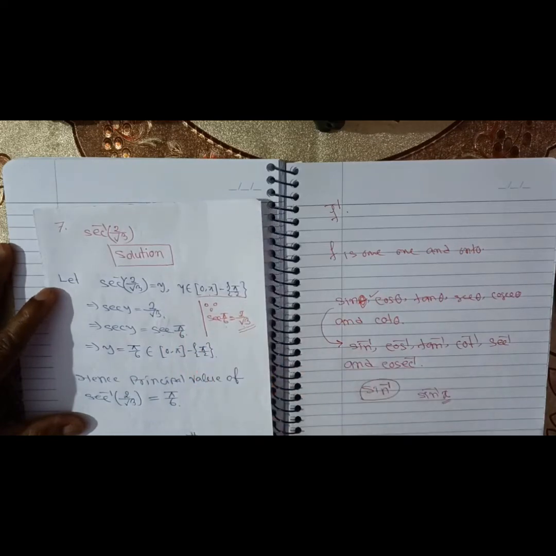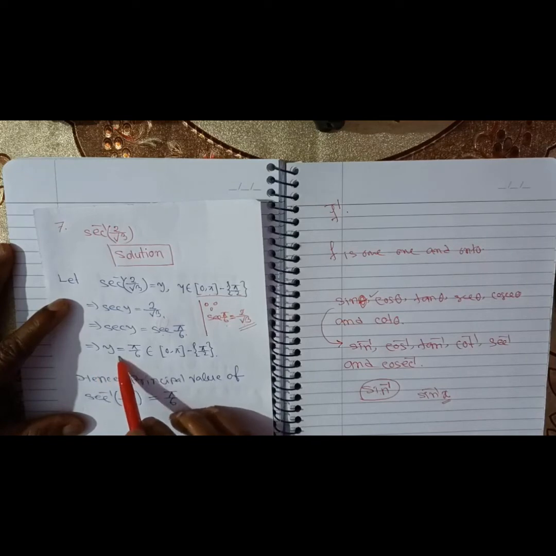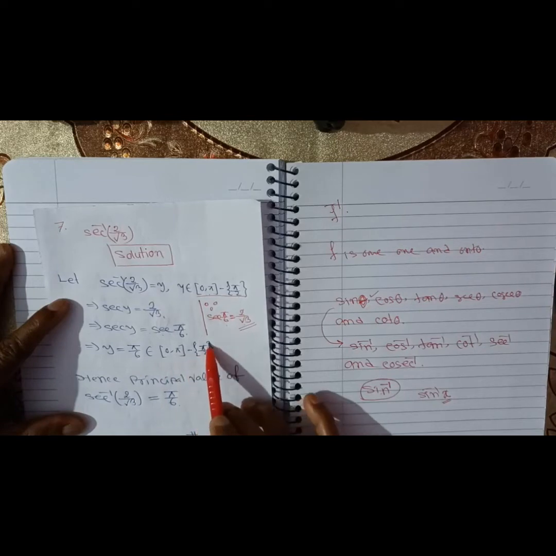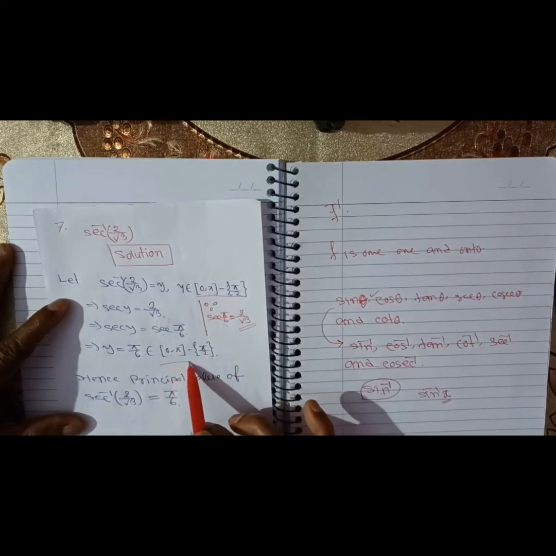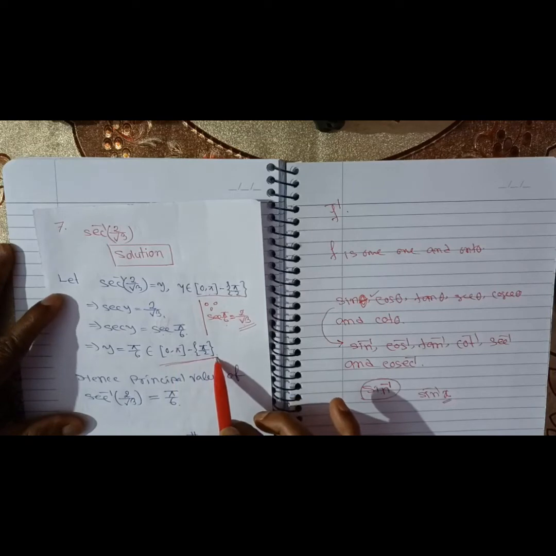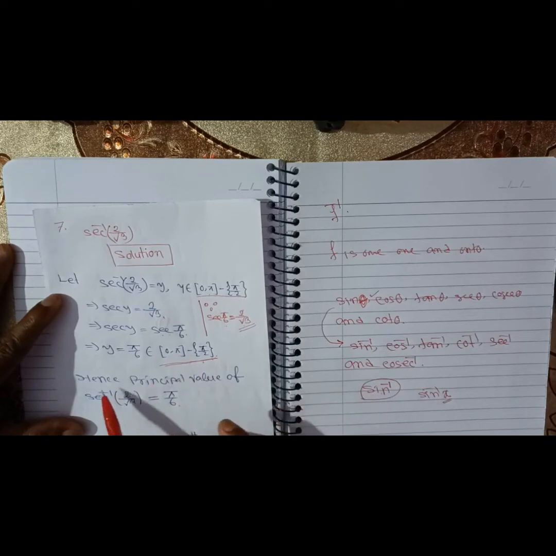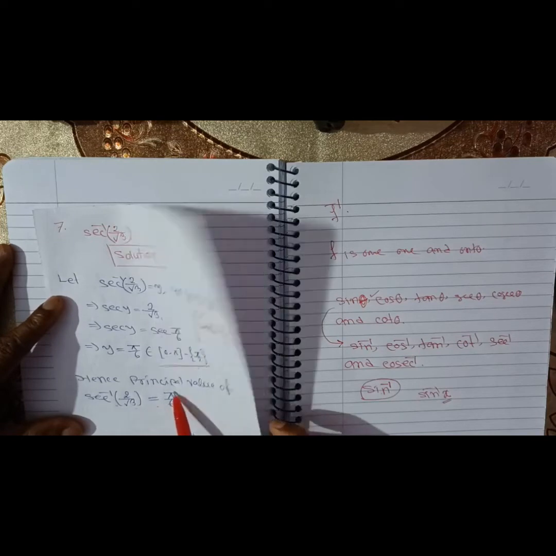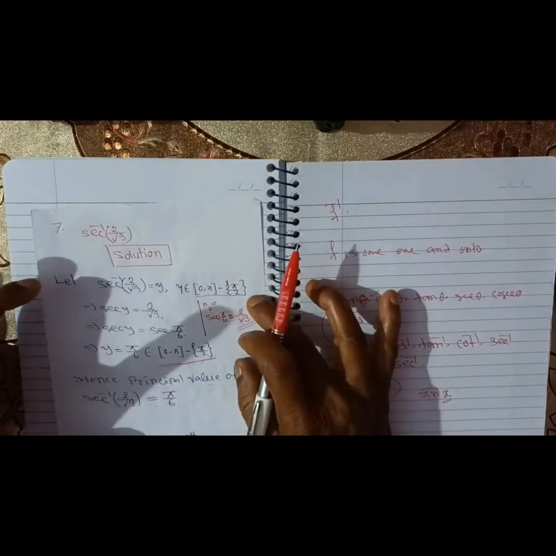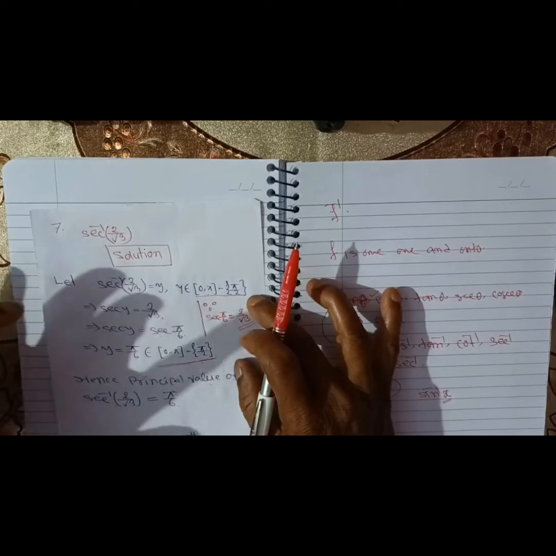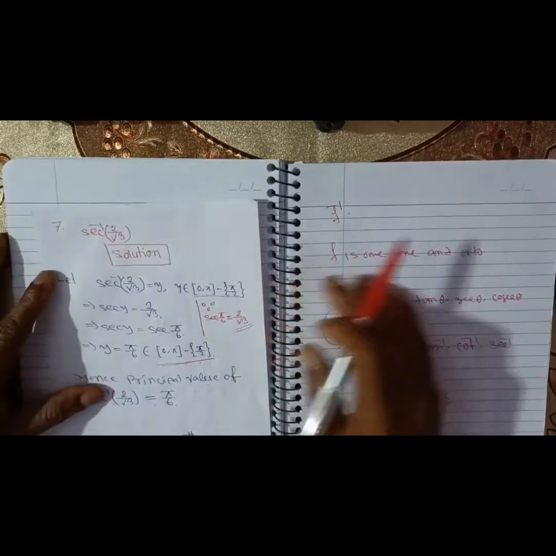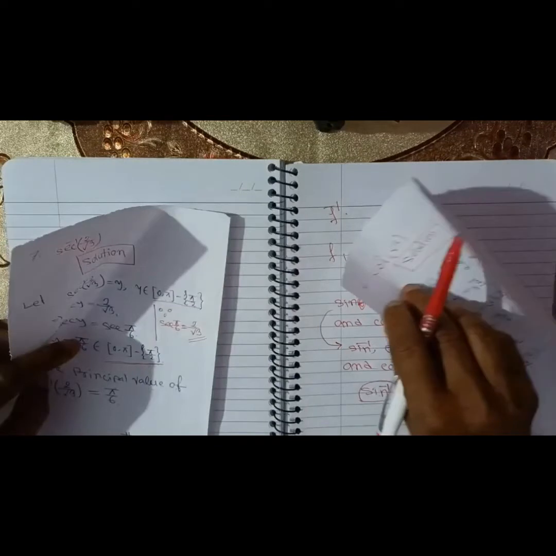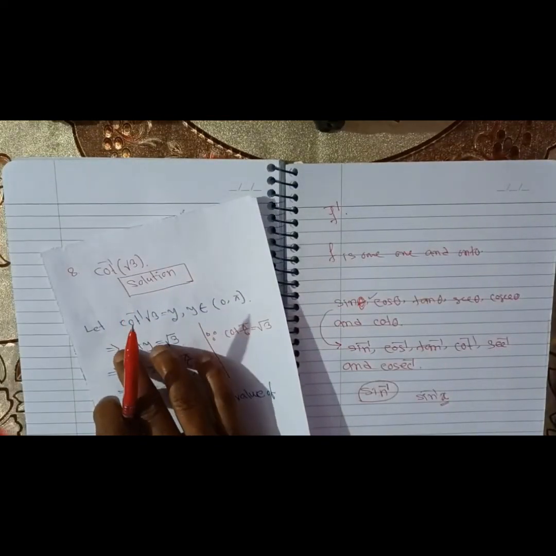Okay, my students? This implies y equal to pi by 6, which belongs to 0 to pi minus pi by 2. That is the principal value branch of sec inverse. It should be remembered. Hence, principal value of sec inverse 2 by root 3 is equal to pi by 6. That is the solution of question number 7. Next, we are going to discuss question number 8.